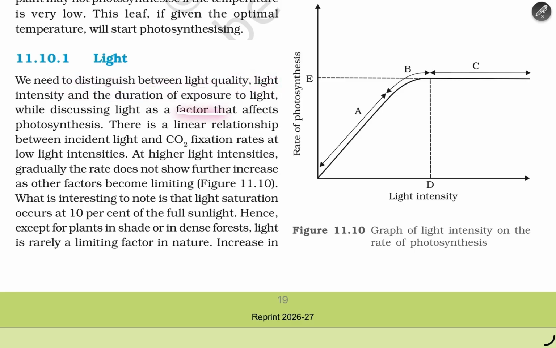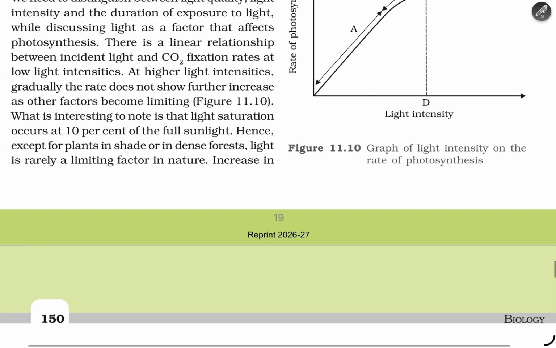While discussing light as a factor that affects photosynthesis, there is a linear relationship between the incident light and the carbon dioxide fixation rate at low intensities. At higher light intensities, the rate does not show further increase as other factors become limiting.